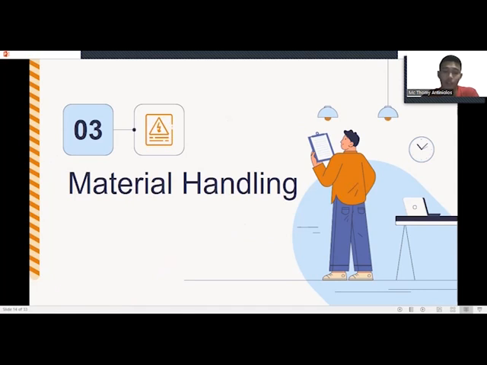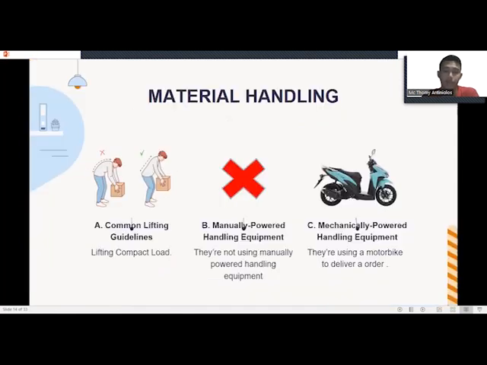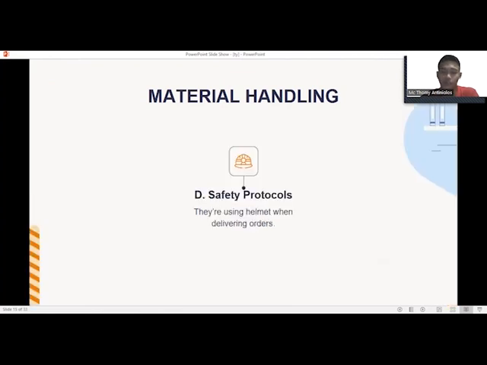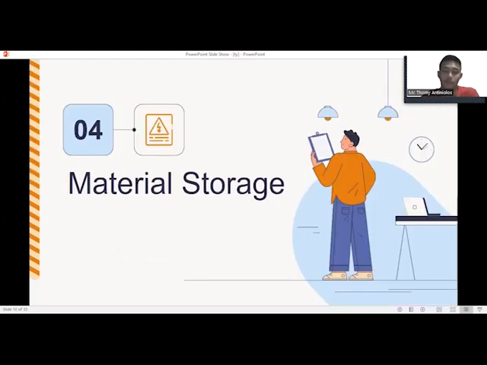Topic number 3, material handling. Common lifting guidelines, lifting compact load. B, manually powered handling equipment. They're not using manually powered handling equipment. Mechanically powered handling equipment, they're using a motorbike to deliver an order. Safety protocols. They're using a helmet when delivering orders.